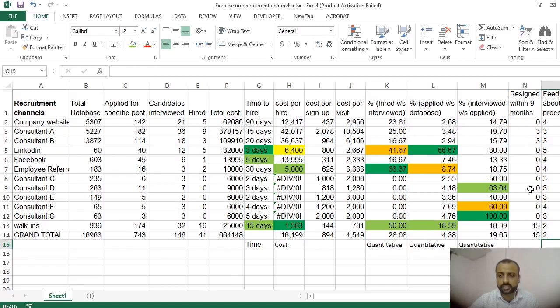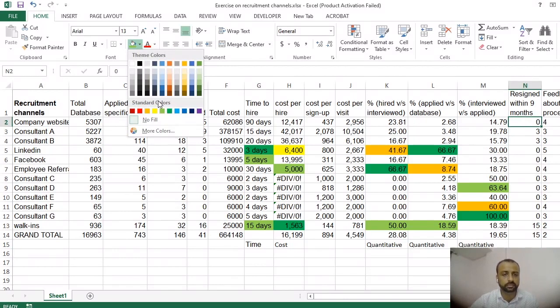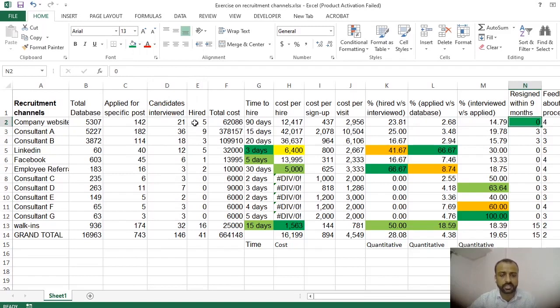Now, if I have to look at the effectiveness metric, I have some data which is available to me which says resigned within 9 months. So, the higher the worse, the lower the better. Anything which is giving me zero is good for me. So, zero people resigned from the company website, which is the number one, because the website is giving 5 candidates and nobody has resigned so far in the 9 months. Similarly, 9 candidates were hired, three resigned, three hired, all three resigned.